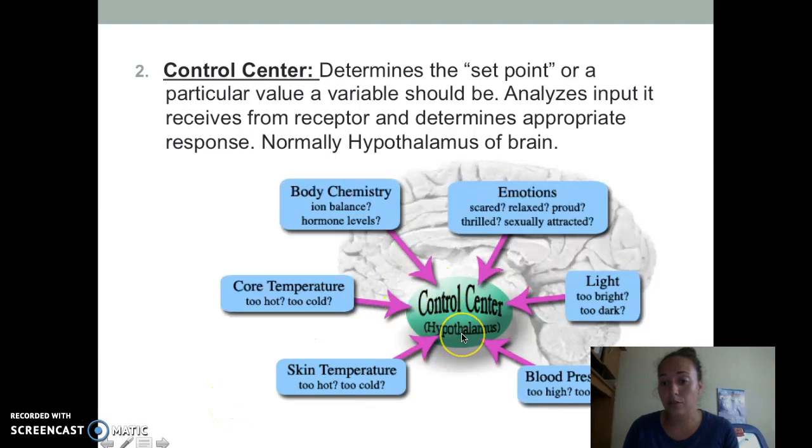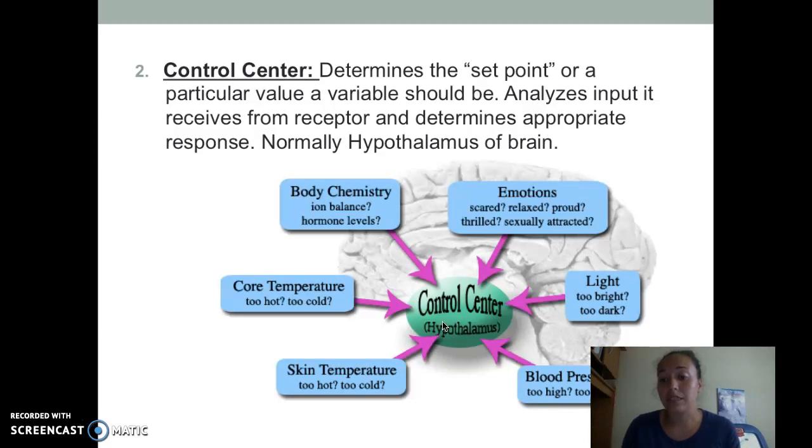The control center is what identified the 98.6 degrees Fahrenheit. It analyzes and receives that receptor response, and now it's going to come up with that decision. What's the appropriate response? In this case, the appropriate response is going to be to bring the temperature back down to 98.6 degrees Fahrenheit. As a lot of us know, there's a couple ways to do that. The main way to do it is to sweat.